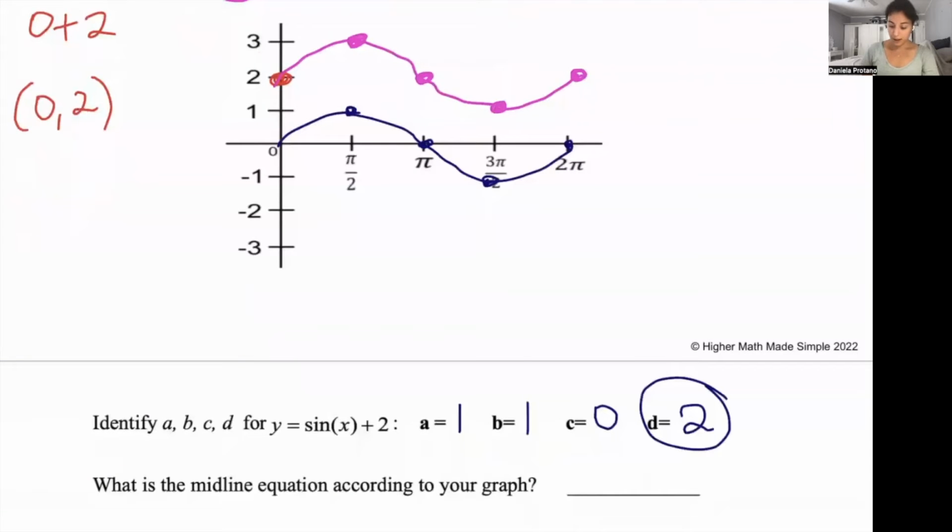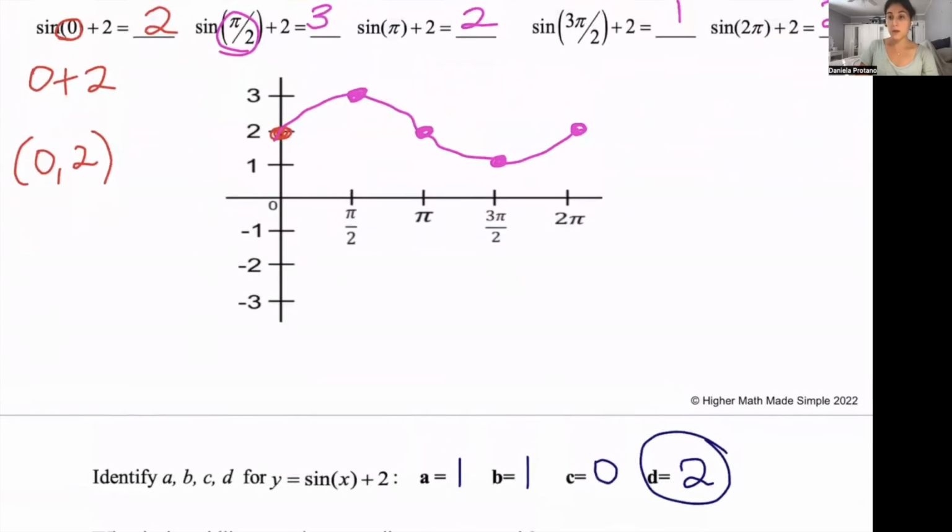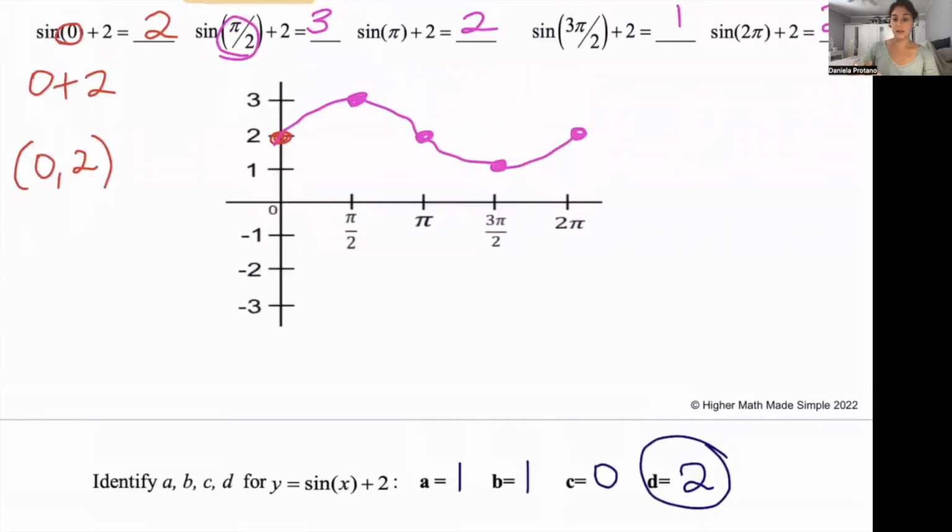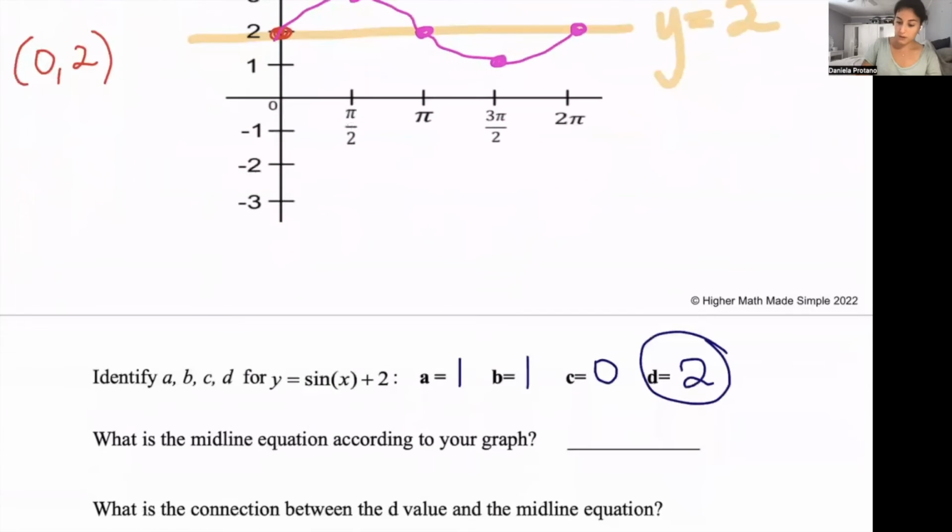Now, what is the midline of this graph? So I'm going to erase the parent function here. The midline of the parent function, remember, was the x-axis, or y equals 0. So now what is the midline that cuts this graph if we look at the y values? What are the middle y values, if you will? And we can see that it's going to be this horizontal line, y equals 2. Do you notice anything between the d value and the midline equation? Yes, those are the same values.